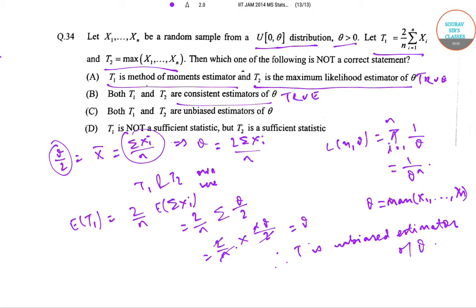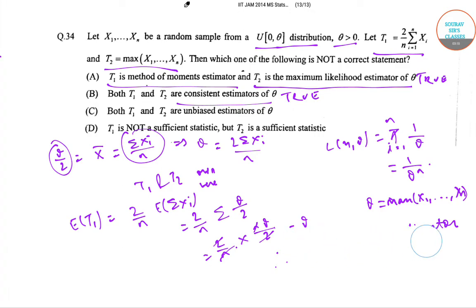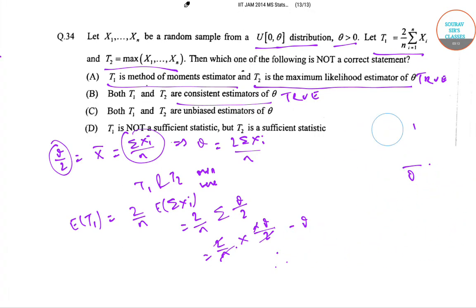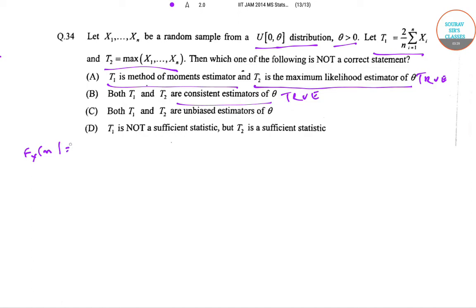Now I'll erase this rough work because I need to do more. So I will be requiring a lot more space. Now let us calculate the cumulative distribution function of x, that is probability xi less than or equal to x, which comes out to be x by theta for all i.